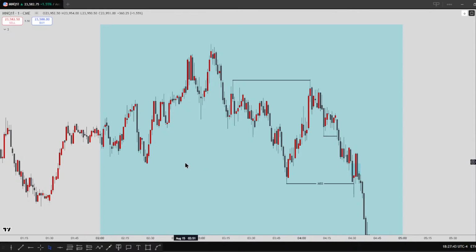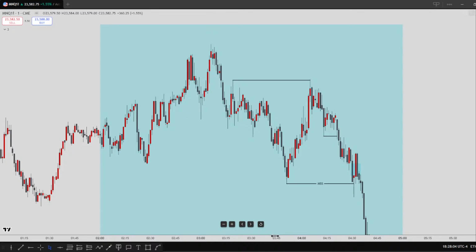Generally, the safest thing to do is extend it to the macros. So from 2:50, this macro, going into 3:10, and then 4 o'clock is your silver bullet hour, and then you extend it to the last macro, 4:10. And this is the general range you want to see your liquidity sweep in.